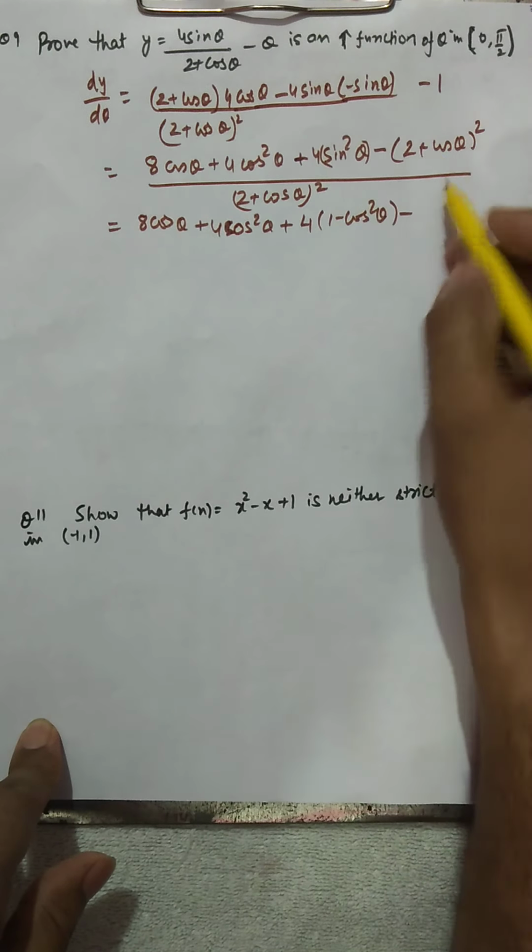This is question number 11. Show that f(x) equal to x square minus x plus 1 is neither strictly increasing nor strictly decreasing in the interval -1 to 1. So we'll simply find f dash x, or you can say dy by dx, and this is going to be 2x minus 1. After this we'll put dy by dx equal to 0, which implies 2x minus 1 equal to 0. So you are going to get x equal to 1 by 2.